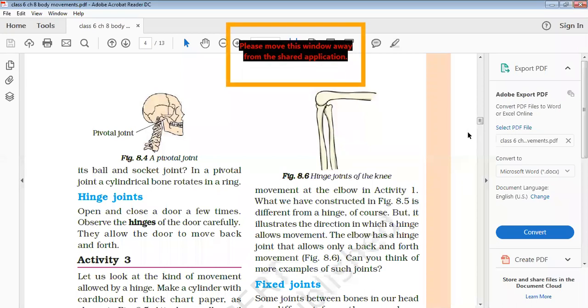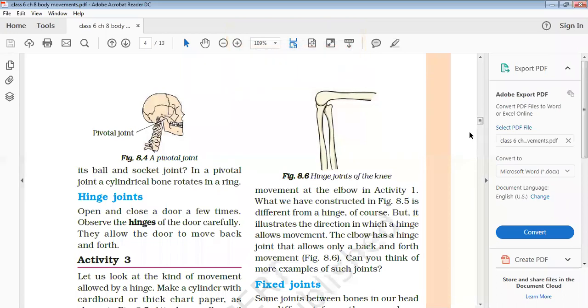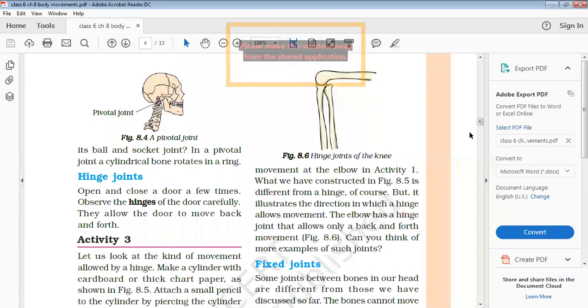The next joint is the hinge joint. You can observe your windows and your doors. When you close and open them, there are hinges present at your doors. They allow the door to move back and forth, allowing movement only in one direction.